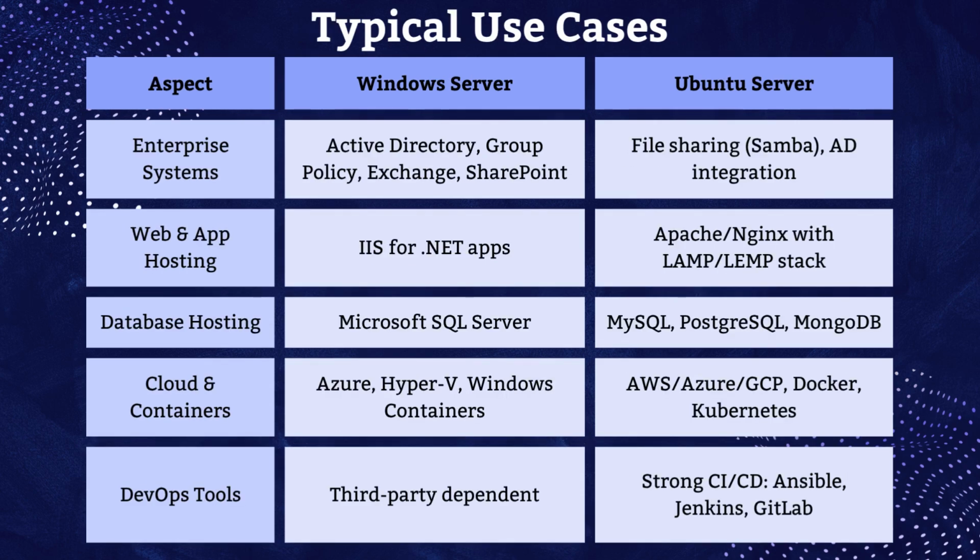Now, let's look at when each operating system is typically used. In enterprise environments, Windows Server is ideal for running Active Directory, applying group policy, and managing services like Microsoft Exchange and SharePoint. Ubuntu can connect to these environments as well, using tools like Samba for file sharing and System Security Services Daemon for directory integration.